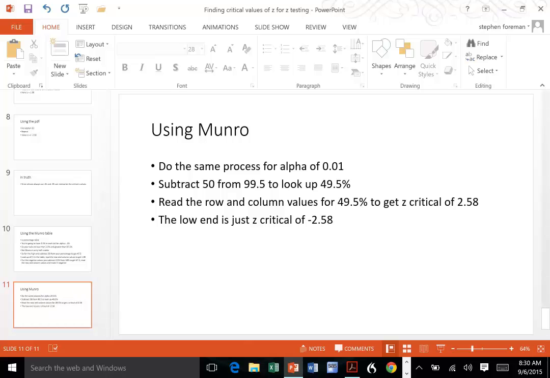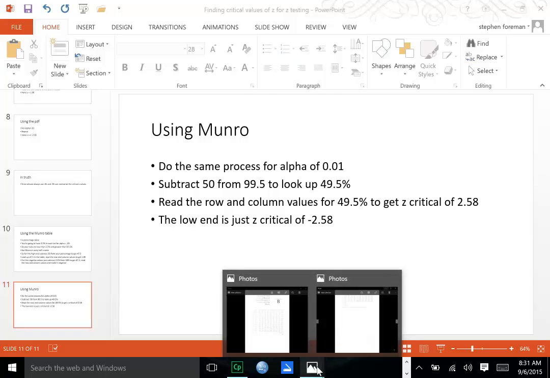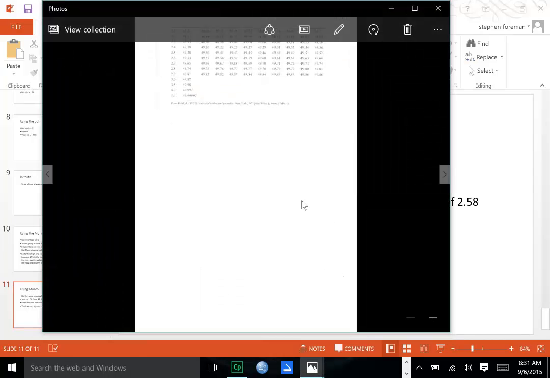If we do 0.01 alpha in Monroe, we're going to subtract 50 from 99.5 to get 49.5%. And so we go to Monroe, and it's the second page of the Monroe table, and right here we're at 49.5%. It's row 2.5 and column 0.08. So it's the same result, a different table.